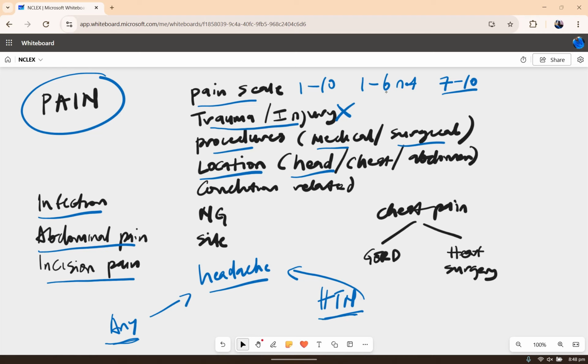A patient with hypertension can experience headache, but most patients will not, because some patients might not. So it depends on the blood pressure reading. That might prioritize patients with headache. But for any other condition that is causing headache, we want to prioritize that headache immediately. So take note of that.